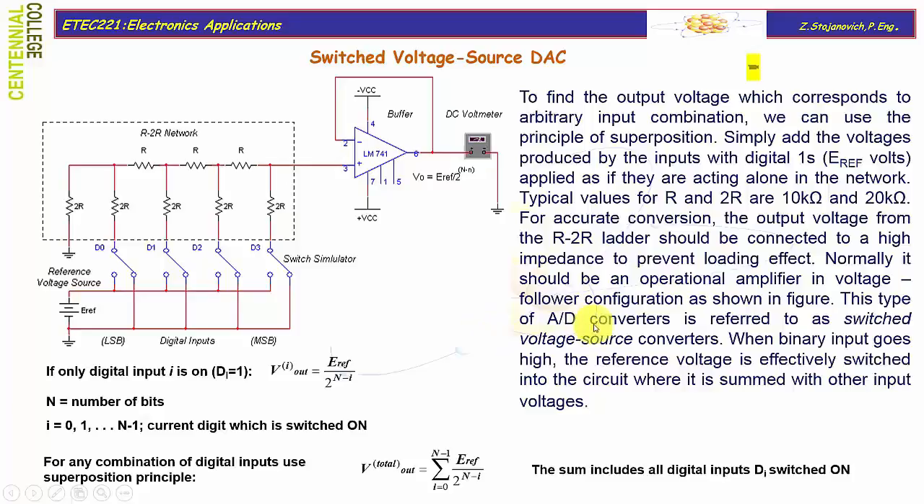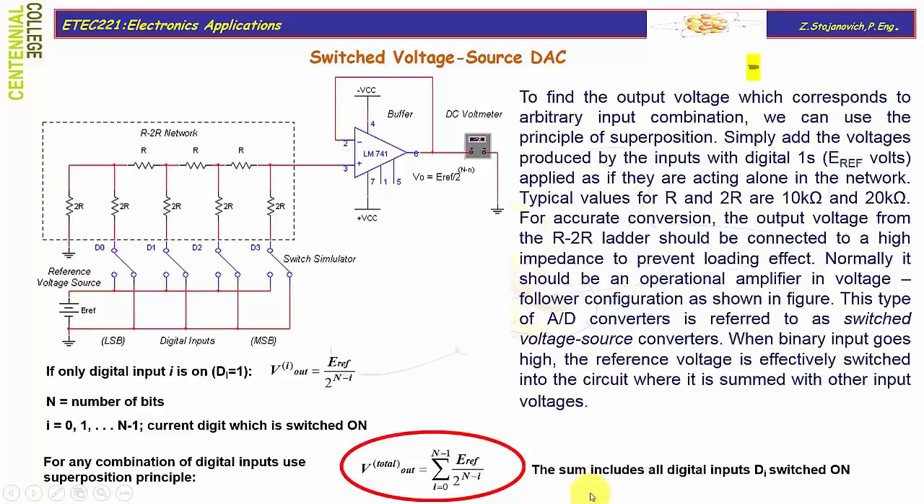This type of digital-to-analog converter is referred to as a switched voltage source converter because we are switching in and out this reference source E-ref. When the binary input goes high, the reference voltage is effectively switched into the circuit where it is summed with the other input voltages.